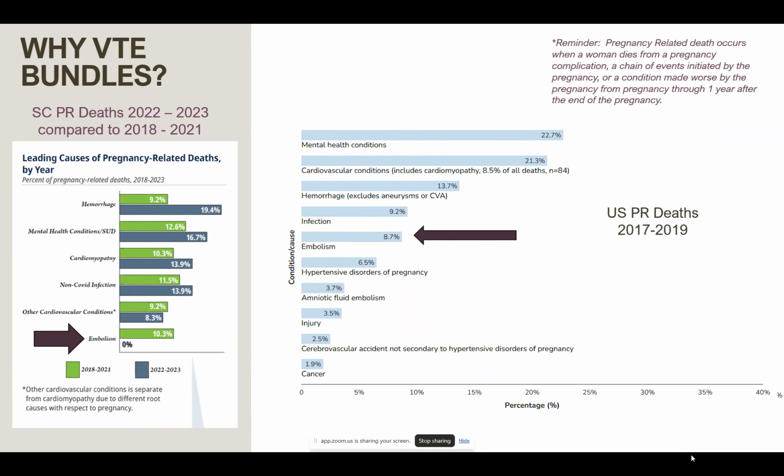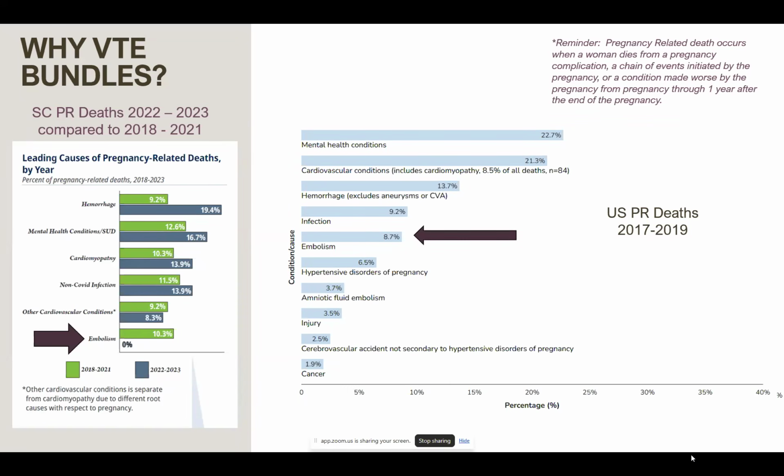So I was asked today to talk about our VTE bundles for our U.S. data. So U.S. pregnancy-related deaths. So remember, pregnancy-related is during pregnancy or up to 1 year postpartum, regardless of the end of that pregnancy, from a pregnancy complication or a chain of events initiated by the pregnancy or a condition made worse by the pregnancy. What are these causes? This is some of the most up-to-date data that I was able to pull. It is a little more difficult to find some of this information, but you can see that embolism still is one of the leading causes of pregnancy-related deaths in the U.S.